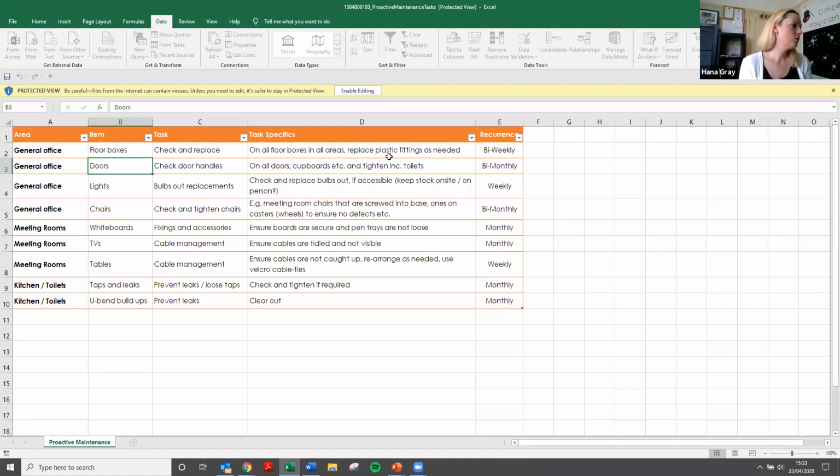Bulb replacements, the obvious one, but keeping bulbs in stock, chairs, tiny chairs, whiteboards, TVs, all these things that are fixings and fittings to your office, you know, to check. It's a good safety check to do. So you can elaborate on that sort of list.